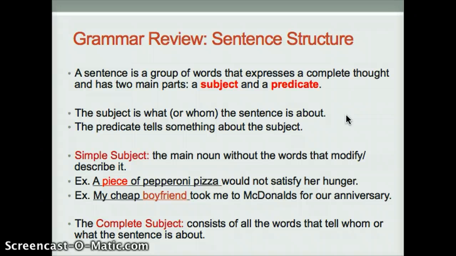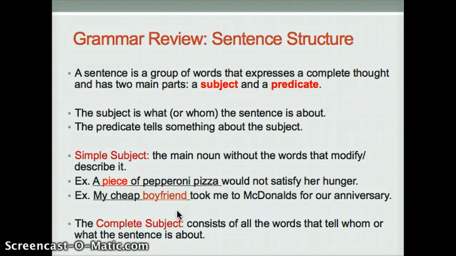The subject is the one doing the action, or is the topic that the sentence is about. The predicate is telling something about the subject. It would be where we would get the action of the sentence. The verb is the predicate. And we can identify it more clearly when we think about simple subjects and complete subjects. So in these examples, the words underlined are the complete subject, and the words that are in red are the simple subject.